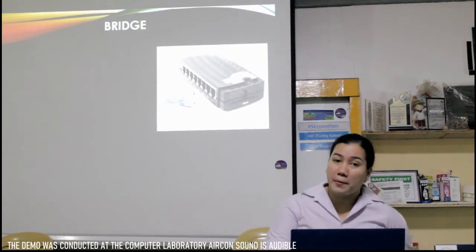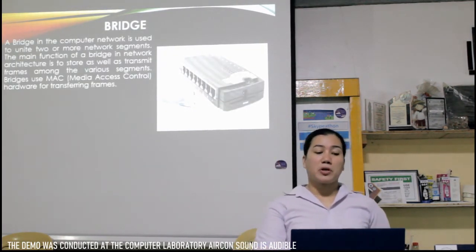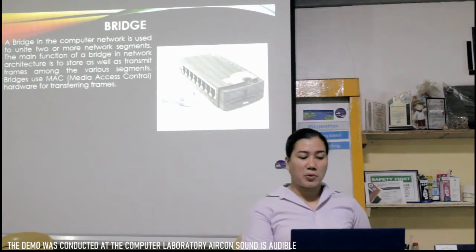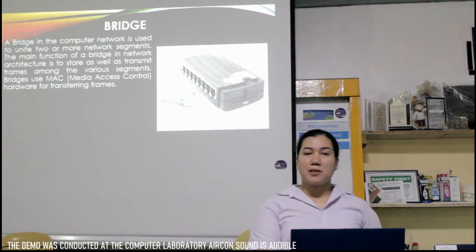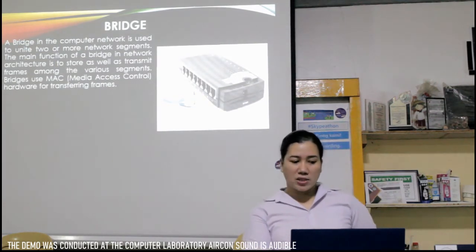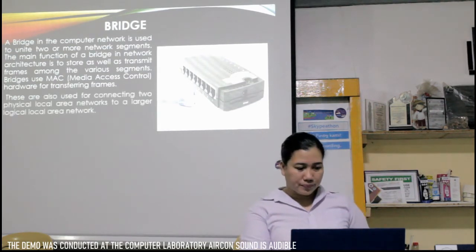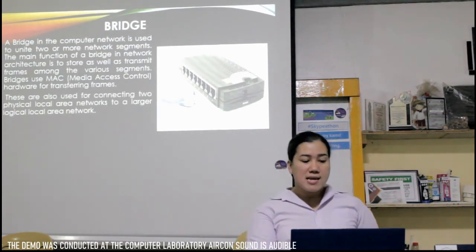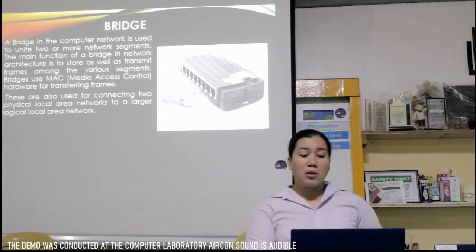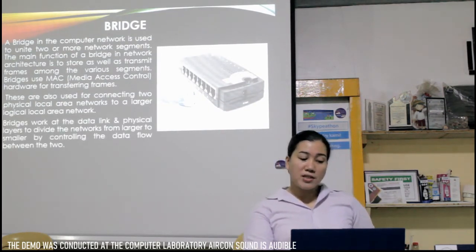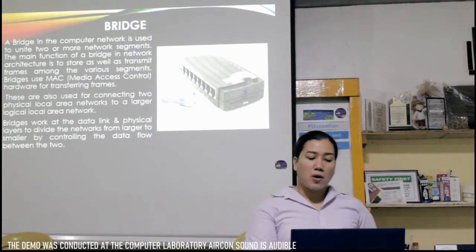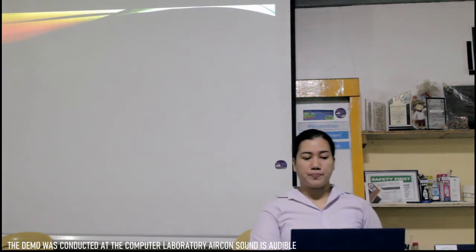Next we have the bridge. A bridge is a computer network device used to unite two or more network segments. The main function of a bridge in network architecture is to store as well as transmit frames among the various segments. The bridge uses MAC, or media access control, hardware addresses for transferring frames. These are also used for connecting two physical local area networks into a larger logical local area network. Bridges work at the data link and physical layers to divide the network from larger to smaller by controlling the data flow between the two.